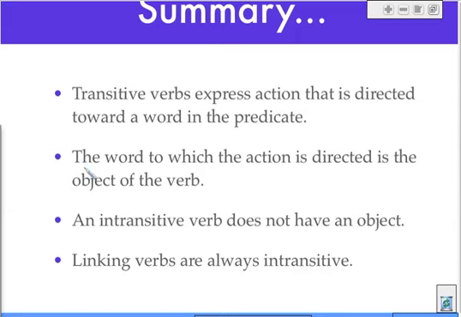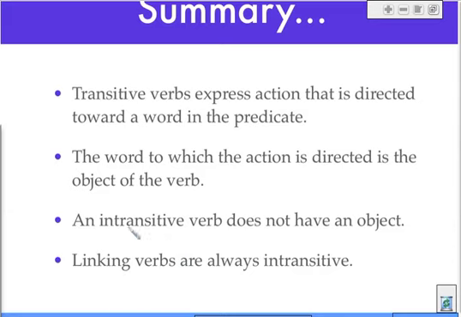Okay? Now, just to sum this up here, transitive verbs express action. So it's always an action verb toward a word in the predicate. If it helps you to think what receives that action, then that's a good way to think about it, okay? The word to which the action is directed is the object. Remember, Mr. Fincham kicked the ball. I am kicking, that's an action. And since I'm actually kicking something, that makes it transitive.